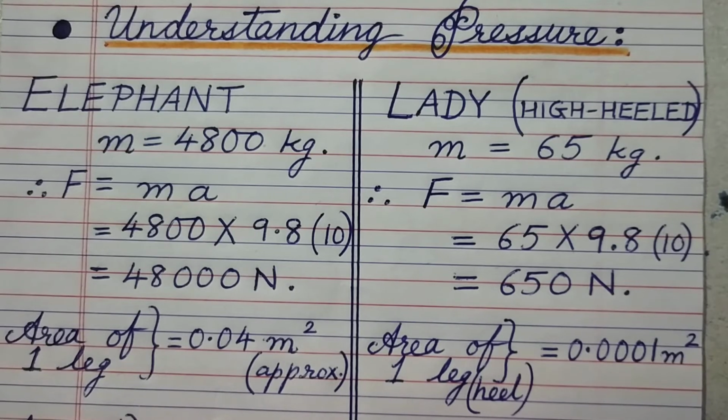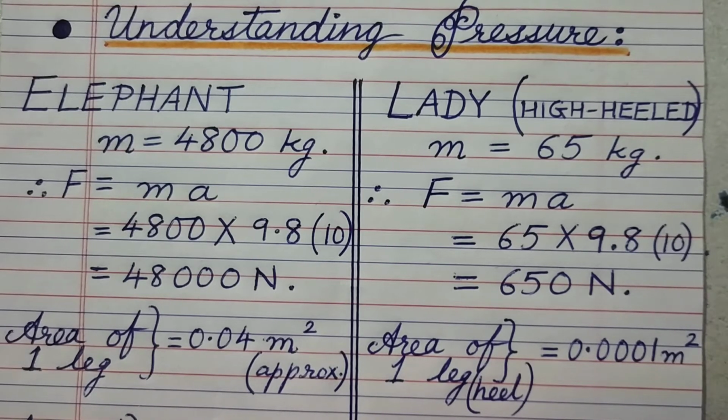So the force exerted by the elephant is ma, that is mass into acceleration due to gravity. So 4800 into 9.8. For our calculations to be made simple, let us take it as 10. So the force exerted by the elephant is 48,000 newtons. On the other hand, the lady with high-heeled shoes or sandals has a mass of, let's say, 65 kg. So the force exerted by the lady on the earth is 65 into 9.8, that is 650 newtons.